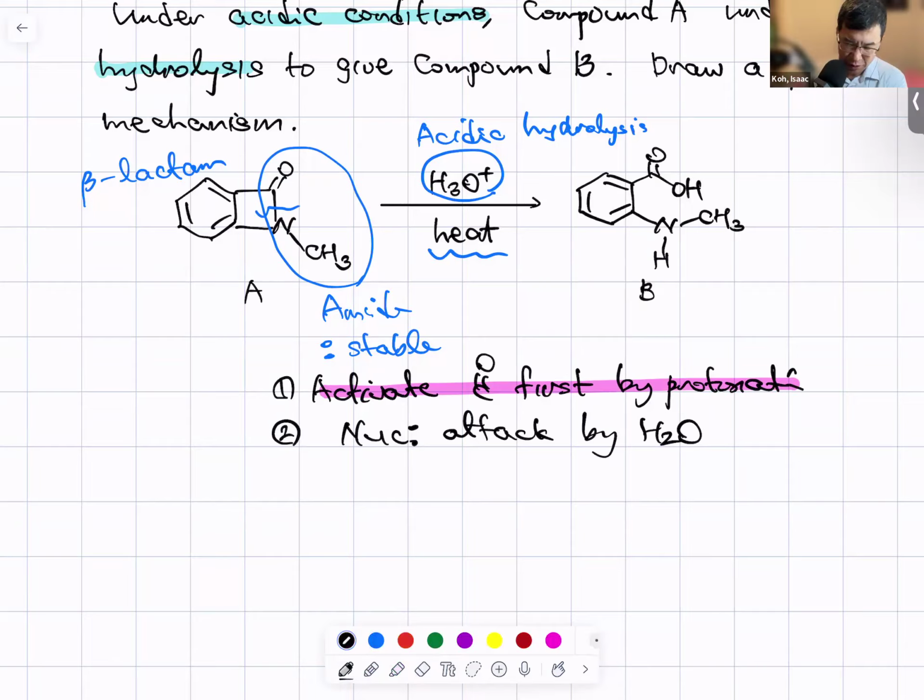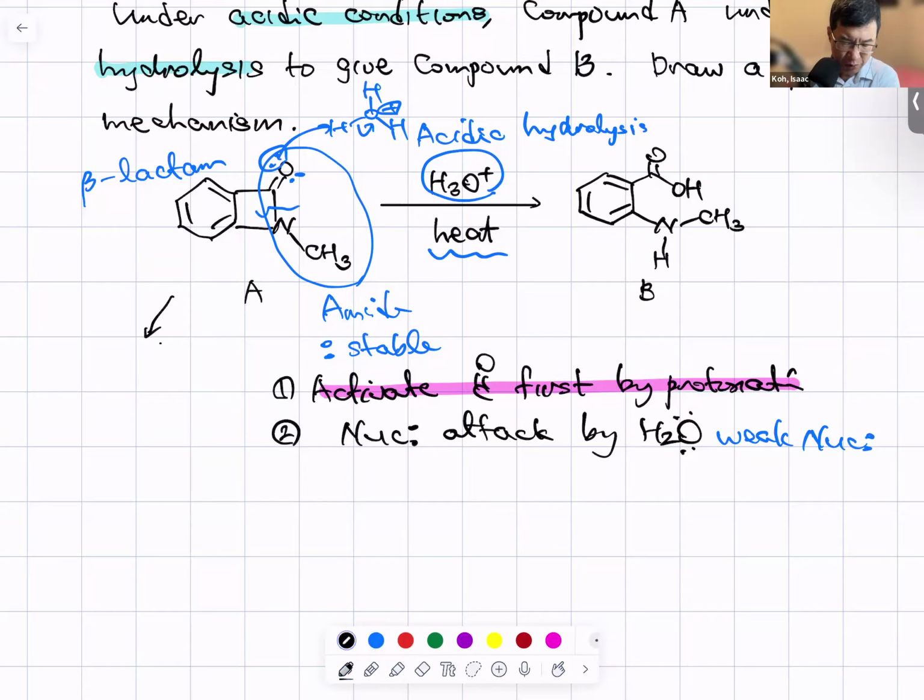Because here we have water. Water is the only nucleophile here. This is a weak nucleophile. A weak nucleophile and a stable substrate don't react. The reaction does not proceed. So we have to first activate this carbonyl oxygen. Let's activate it. This is an equilibrium process. Only a very small portion of the carbonyl group will be protonated because it is stable. So let's protonate it.